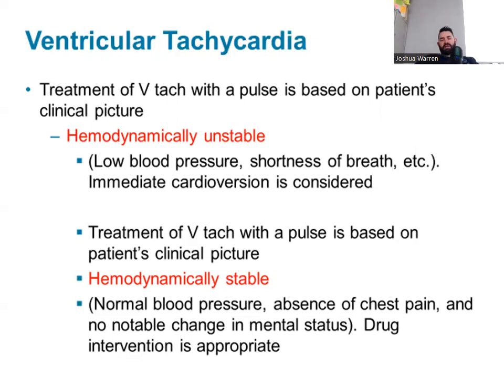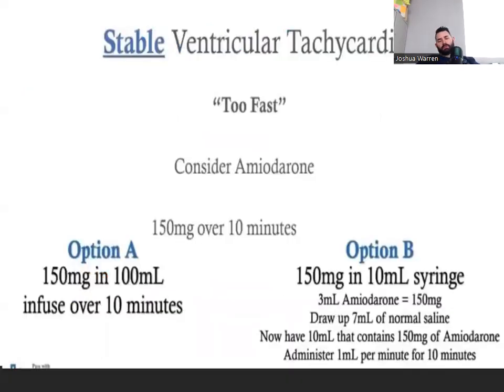What drugs do you say? Amiodarone, a class 3 antiarrhythmic. Option A, 150 in a 100 bag over 10 minutes. Option B, you drop all 150 in a 10 ml syringe, you give 1 ml per minute. But that means you're going to be sitting there like this. The minute up, push. Next minute up, push.